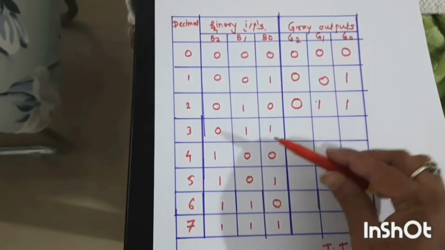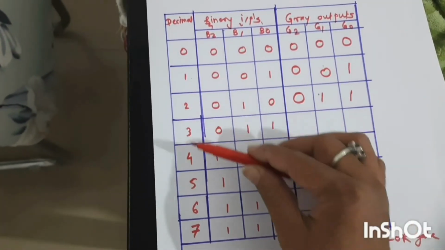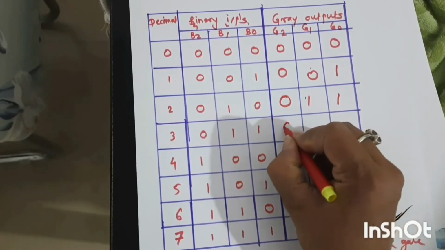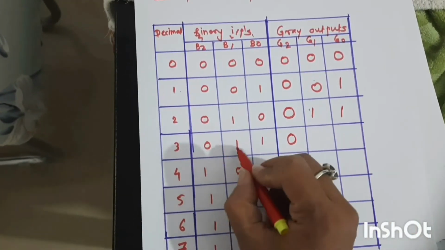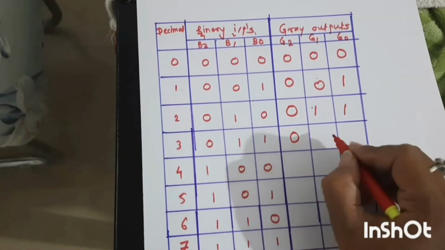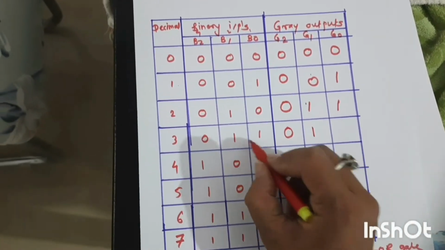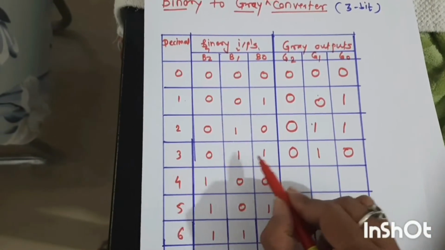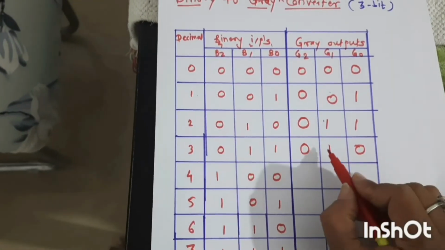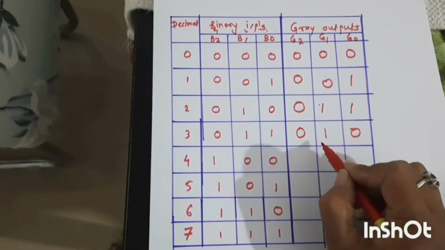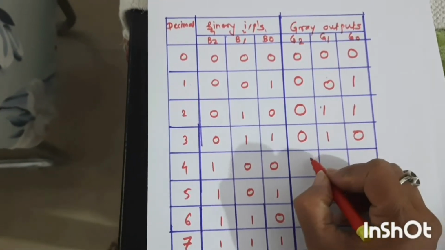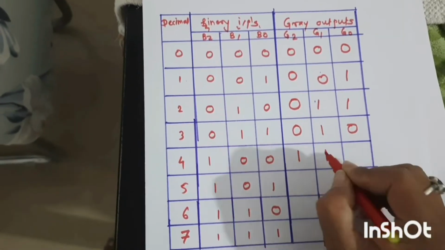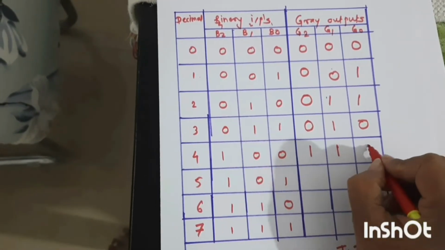So you can do the same for the next 3, 4, 5, 6, 7: first bit as it is, and do the XOR operation of the remaining bits, that means 0 XOR 1 which is 1, 1 XOR 1 which is 0. So the binary number 3, or decimal 3, has the gray code 0 1 0. Now for 4, 1 as it is, then 1 XOR 0 is 1, 0 XOR 0 is 0.